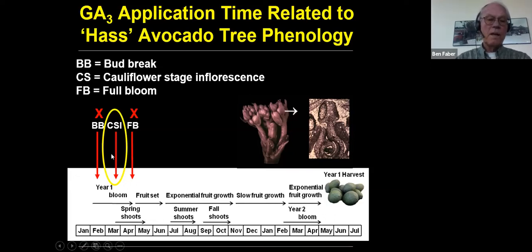So we're looking ideally at just after bud break, at this cauliflower stage, to full bloom. So if you're going to make a mistake, and you definitely are going to make a mistake, it's better to be slightly at full bloom than when the trees are just opening up. And right now, March 18th, things are pretty much in that stage where it would be good to make an application.